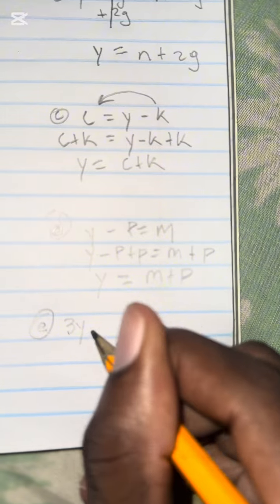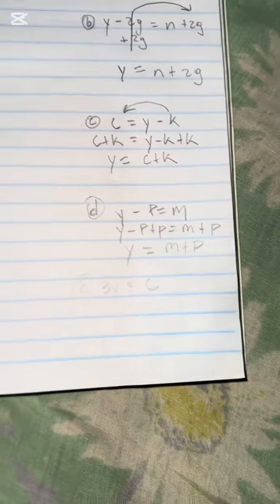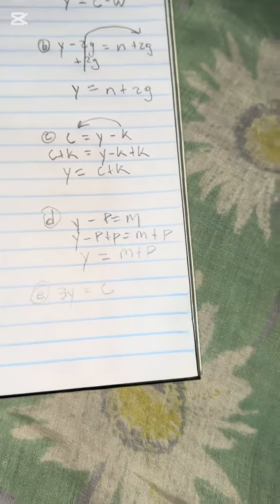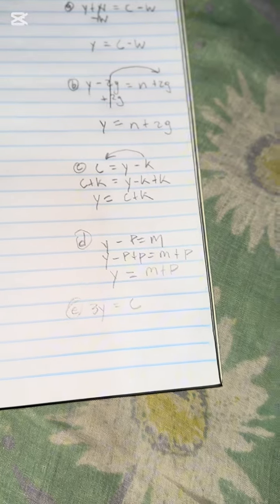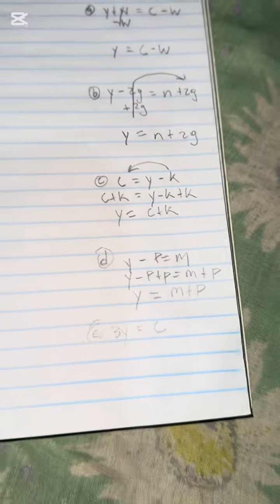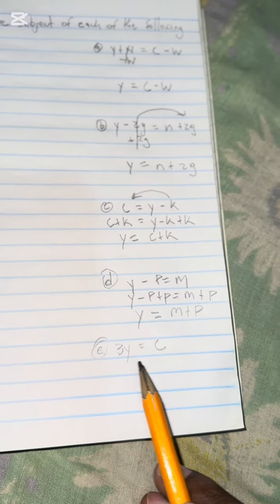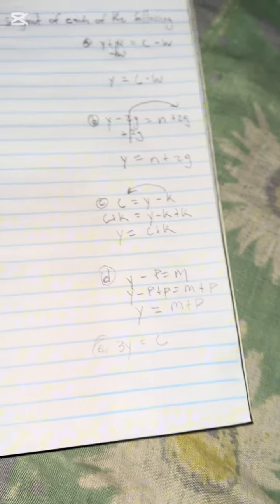3y equals c. So in order to have y by itself and not 3y, remember 3y is also 3 times y. To get rid of the 3, we're going to have to do the opposite. In this case, it's multiplied, 3 times y, so we're going to divide by 3.